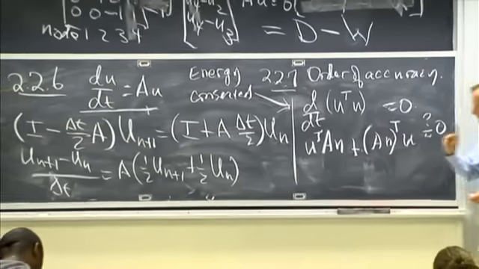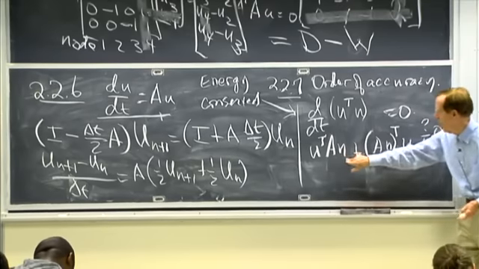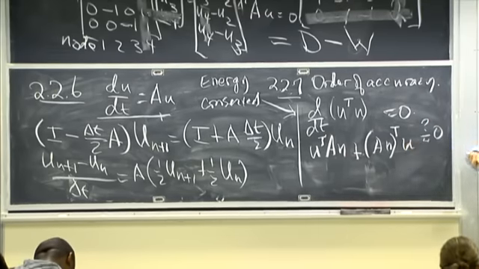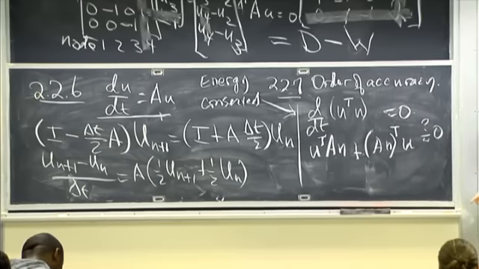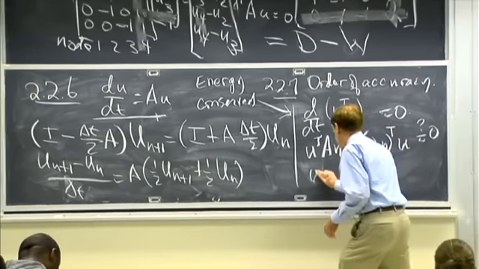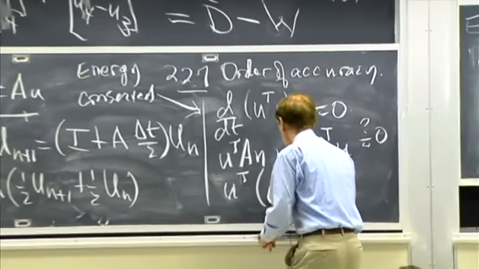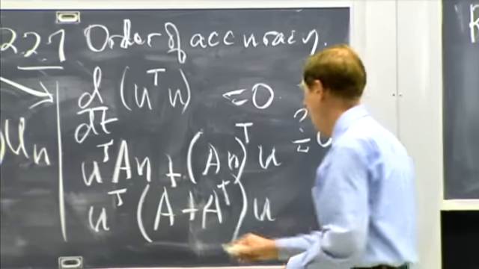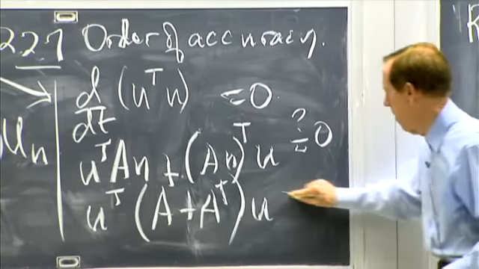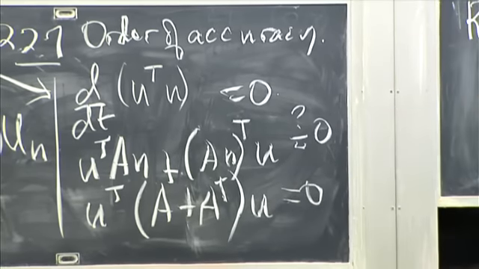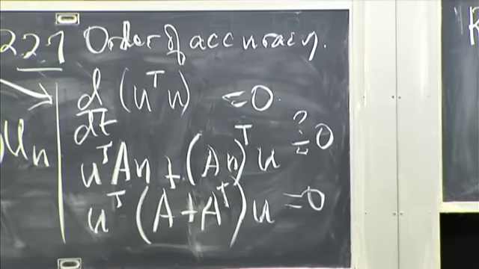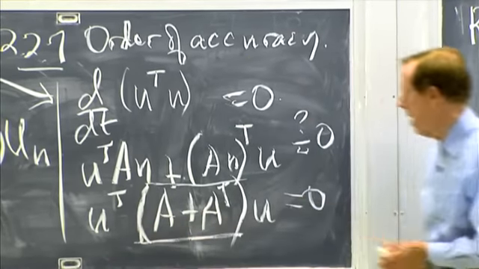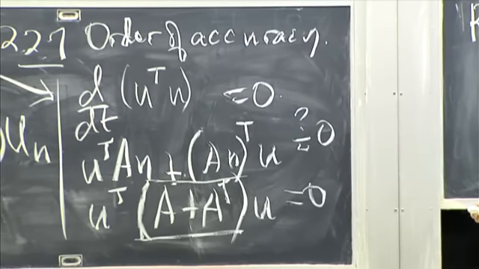Notice they're not exactly the same. This is u transpose Au, and what's this guy? u transpose A transpose u. So if I put them together, I have u transpose times A plus A transpose, times u. I'm hoping this will be 0 for all the solutions that I've come up with. So the condition is simply that we want A plus A transpose to be the 0 matrix.